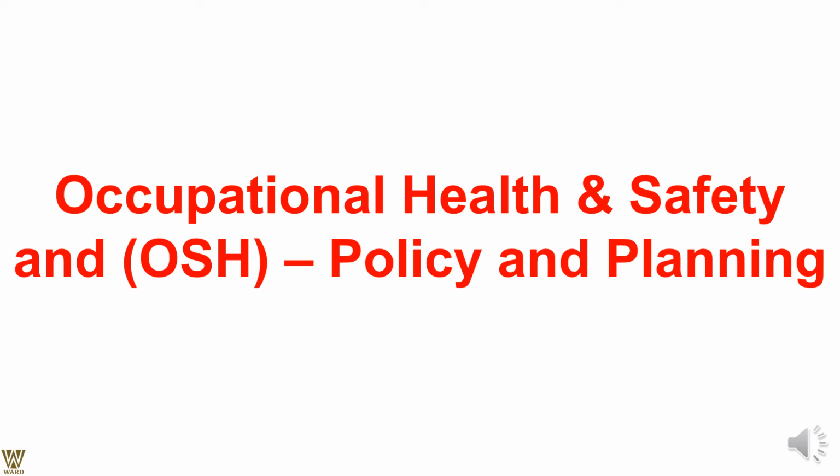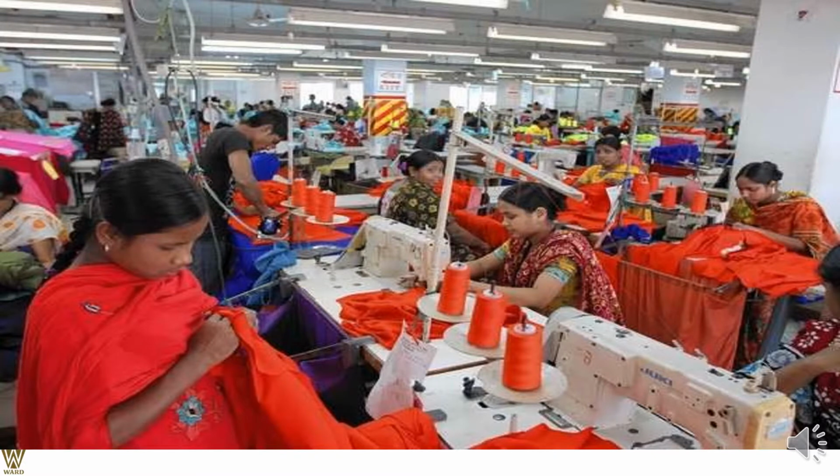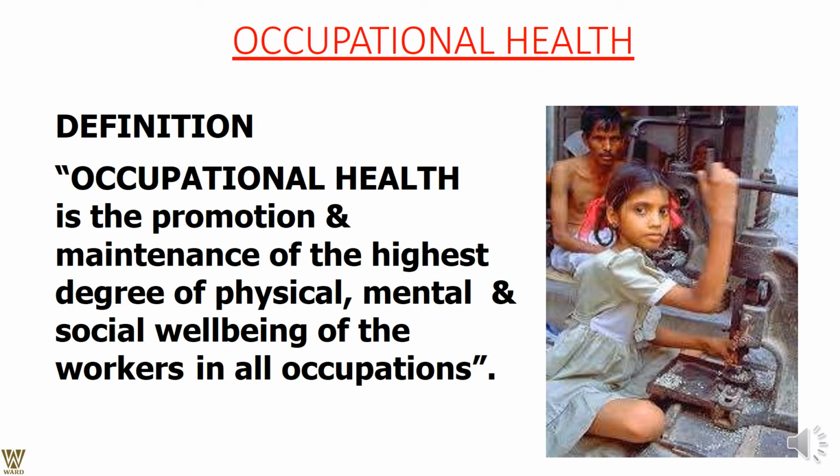Welcome everyone. The topic for the day is occupational health and safety. The policy and planning is what we will be discussing in this particular session. So here is what a typical production unit would be comprising of, primarily in Southeast Asia and anywhere where there is a textile industry.